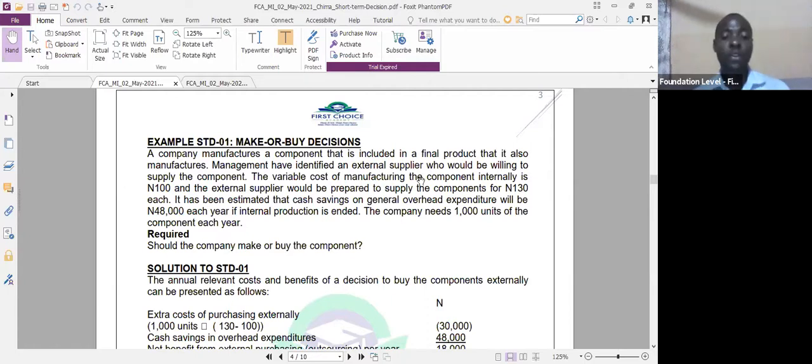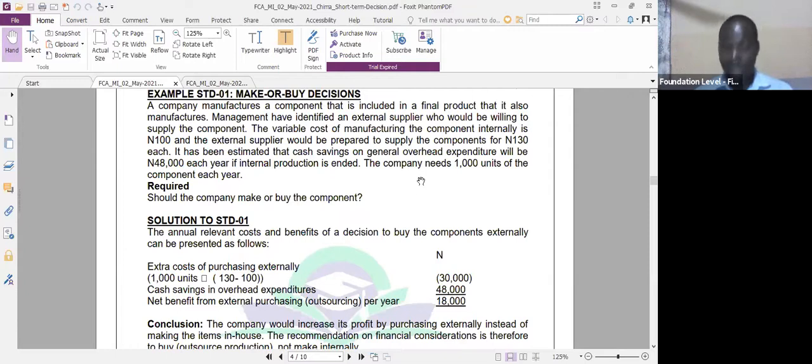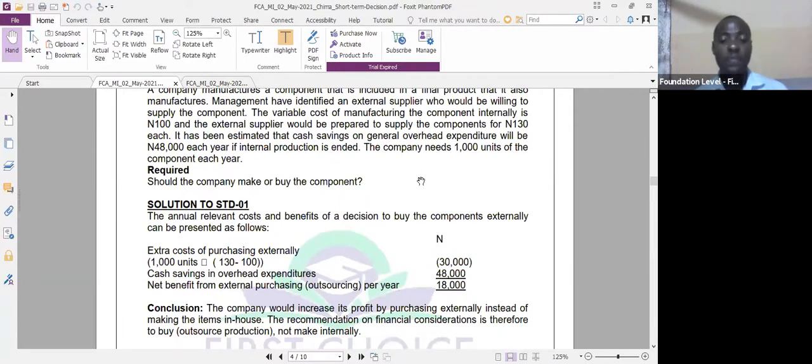Let's see how we are going to solve this. The annual relevant costs and benefits of a decision to buy the component externally can be expressed as follows. Now, if you are to buy the component externally as against making it internally.